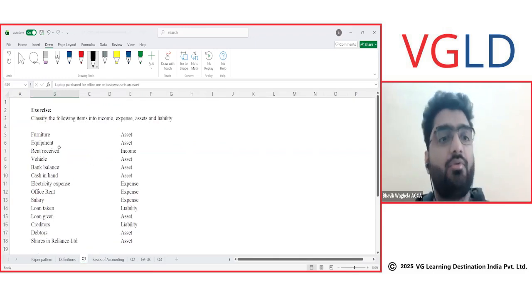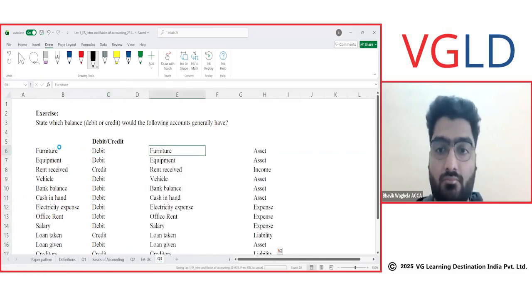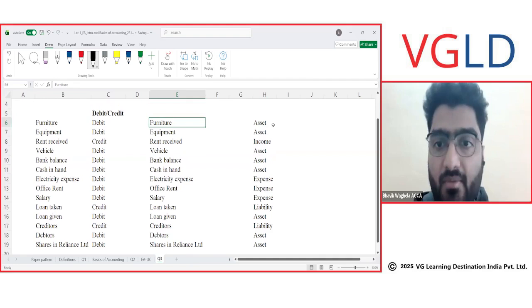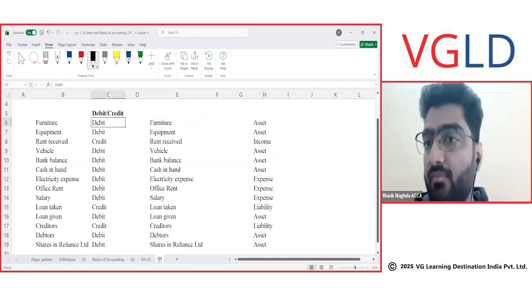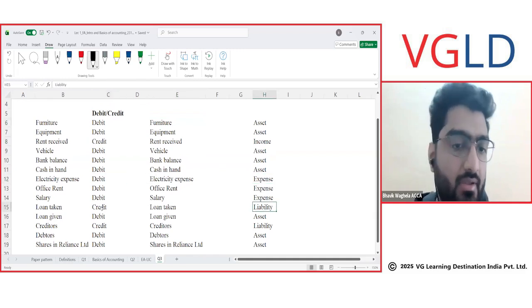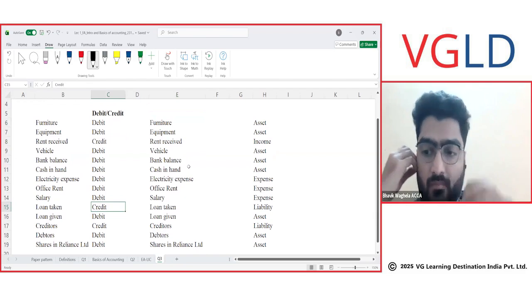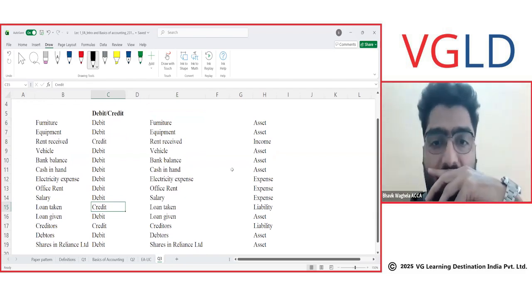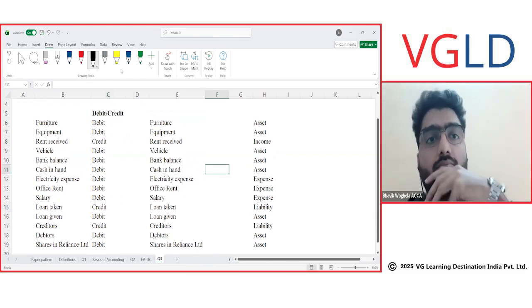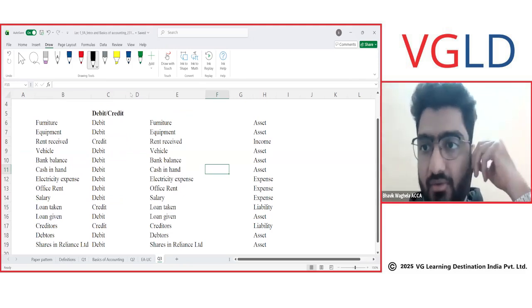Now, let us make a conclusion. All the assets have a debit balance. All the income have a credit balance. All the expenses have a debit balance, and all the liabilities have a credit balance. Just analyze it for once and tell me if it makes sense. Just give me 2 minutes, I'll be back. Okay, till then, just analyze this.